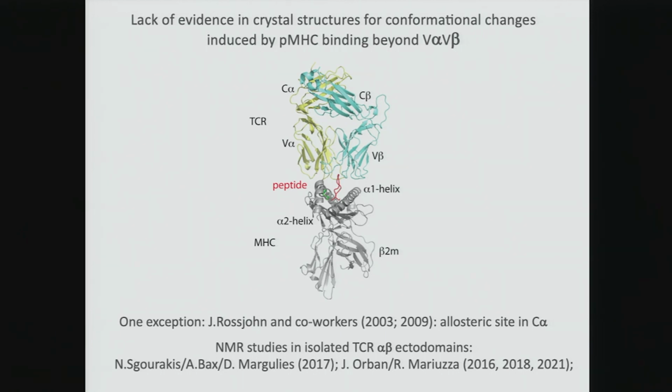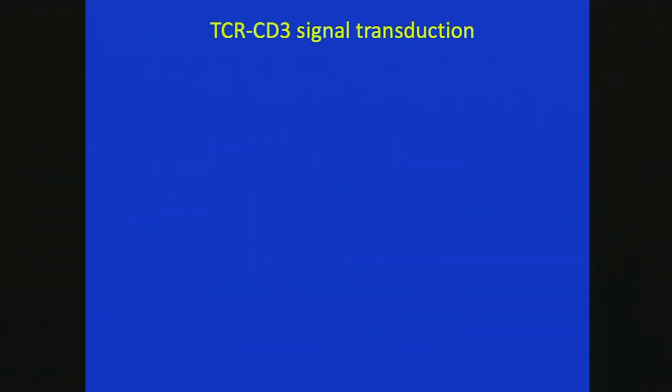And those sites, where the first to show this were Roy Mariuzza and Orban, were coinciding exactly with sites that interact with the CD3 subunits. Why cannot it go somewhere else? Why should they arrive there? Exactly where the interaction with the CD3 subunits is.